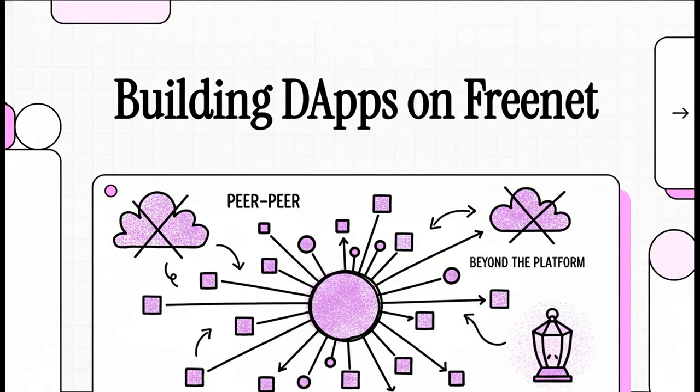All right, today we're diving into something pretty different, a new way to think about building applications. We're talking truly peer-to-peer, no cloud servers, on a platform called Freenet. Let's get into how it works.